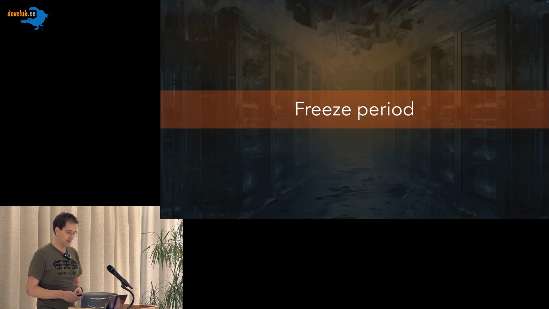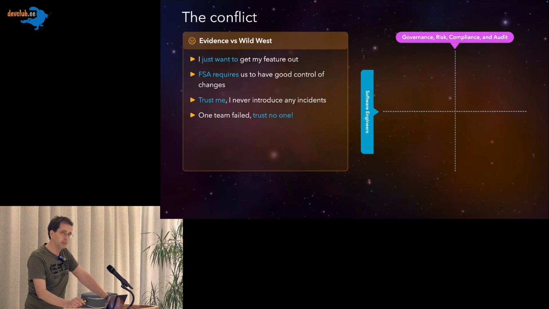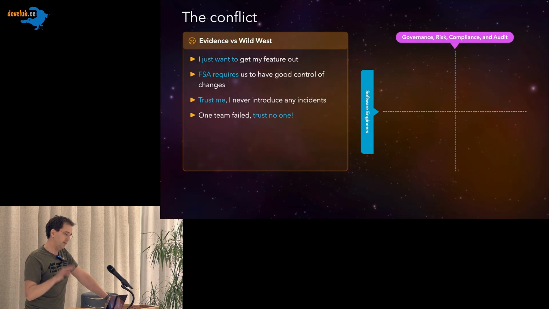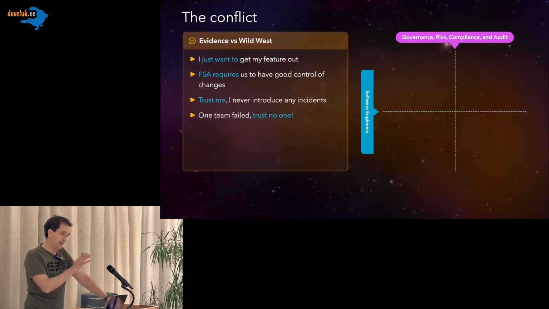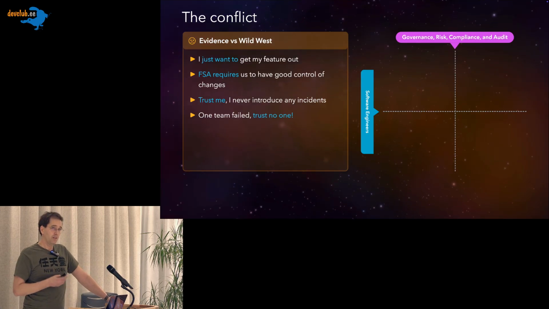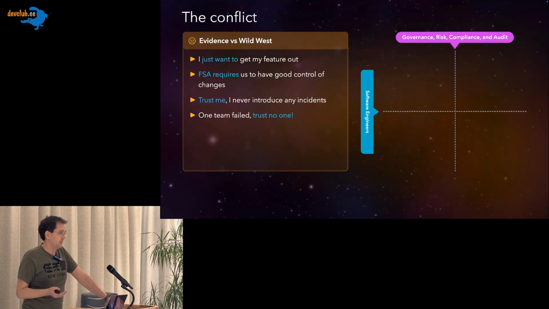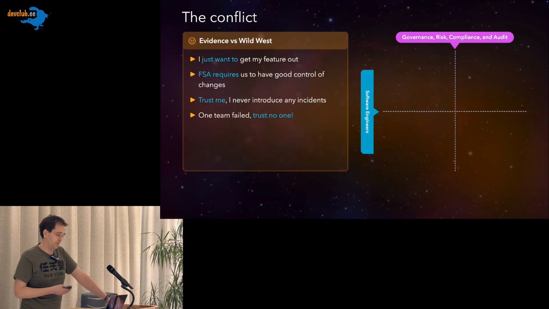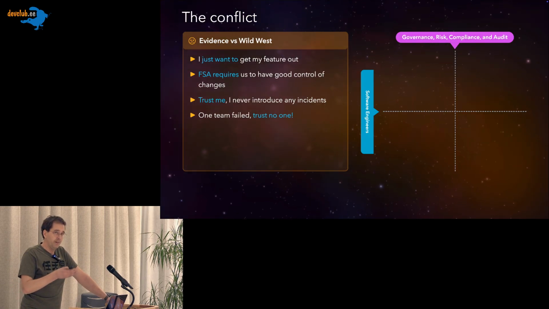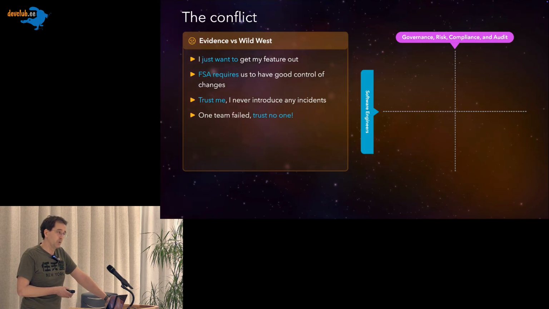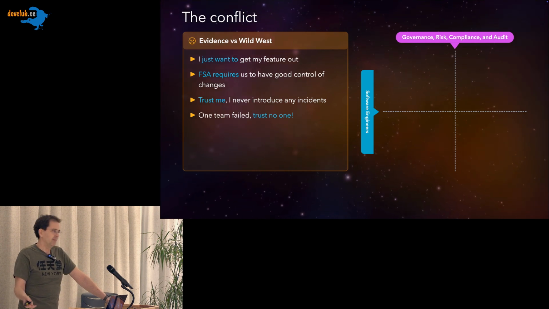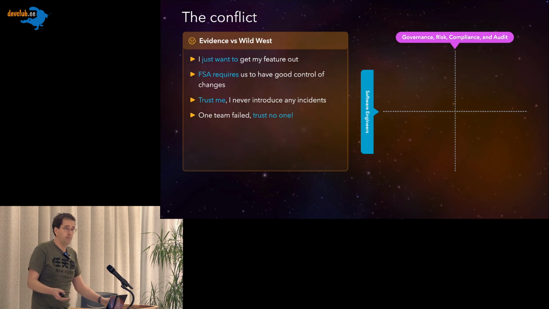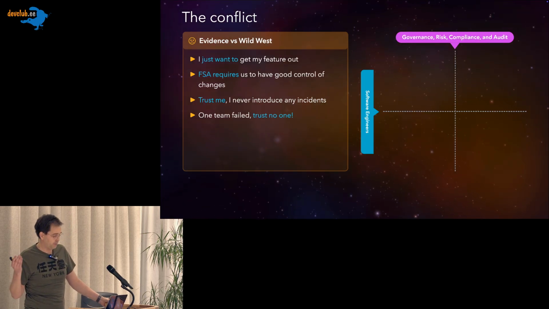So then I was sitting and thinking, we have an interesting conflict here, and we need to do something about it. So we have governance, risk, compliance, and audit, all those people we love as software engineers, and we have the software engineers. Software engineers, I just want to get my features out so I can continue on to the next one. But then, of course, we have the FSAs that actually require us to have good control of changes. And the software engineers say, trust me, I never introduce any change. And as soon as something happens, then the organization says, trust no one, in a freeze period.